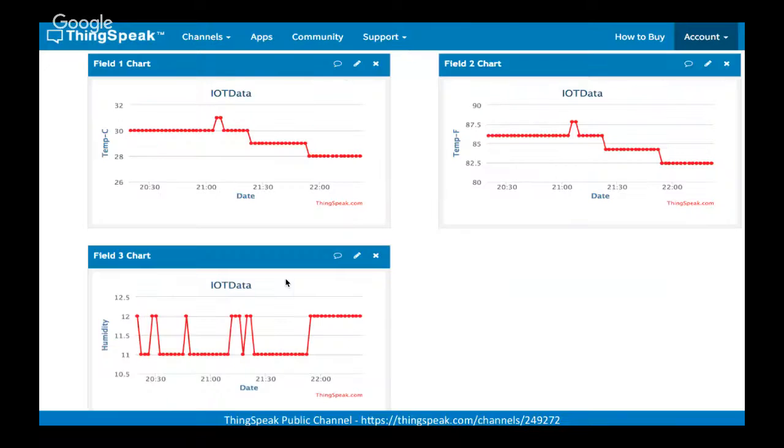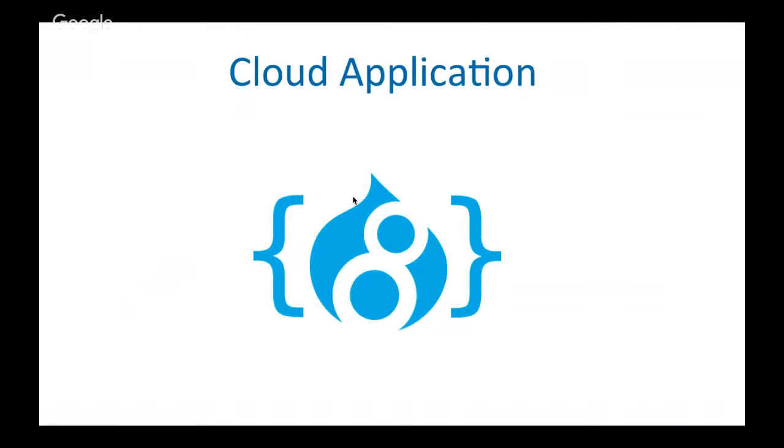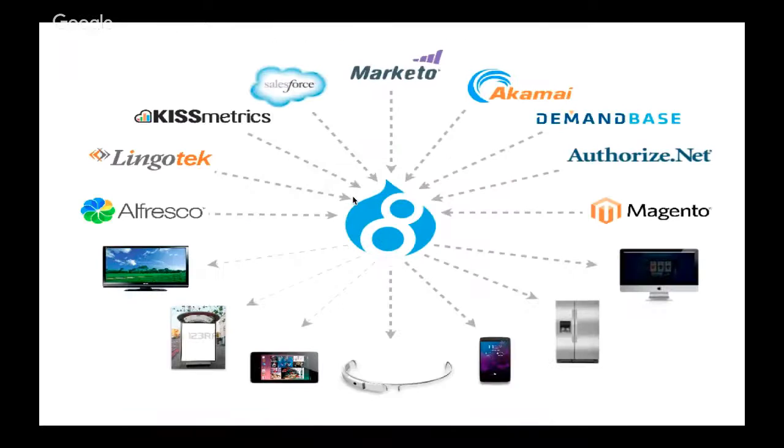Like I said, this is what it looks like once you start transmitting the data. It will be shown like this, and you can build graphs, derive intelligence out of it, and take actions on the basis of it. Then comes the cloud application, and this is where Drupal comes in. Once you have the data, you can build anything using Drupal, and that's where Drupal excels. With Drupal, you can connect to anything and build any kind of application.